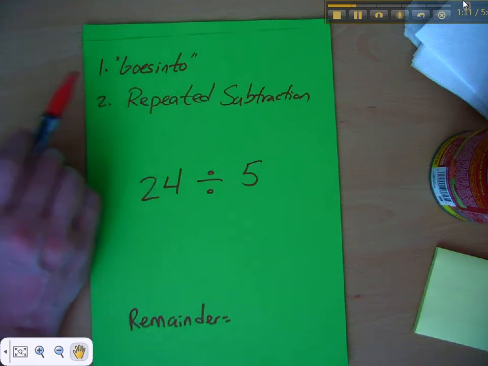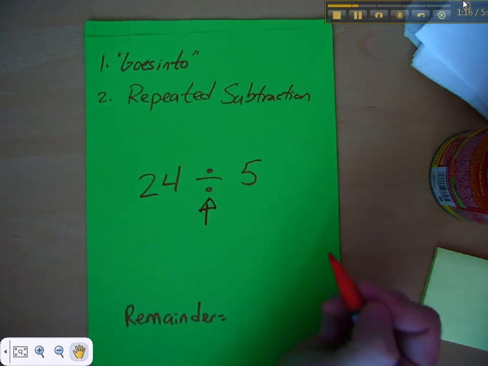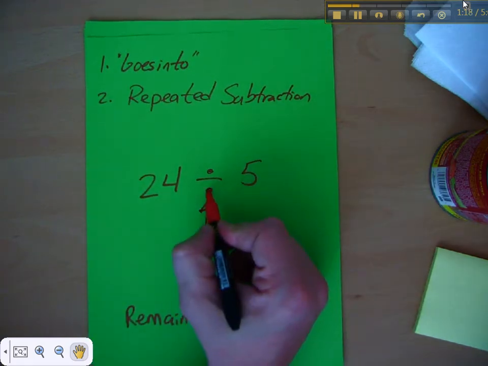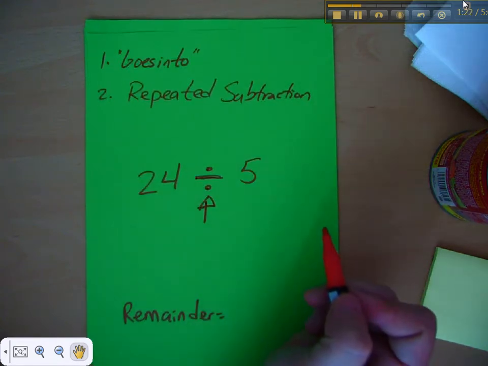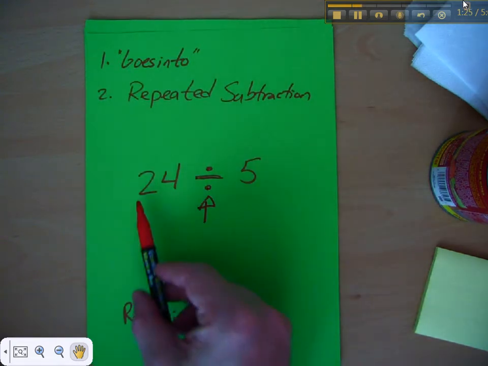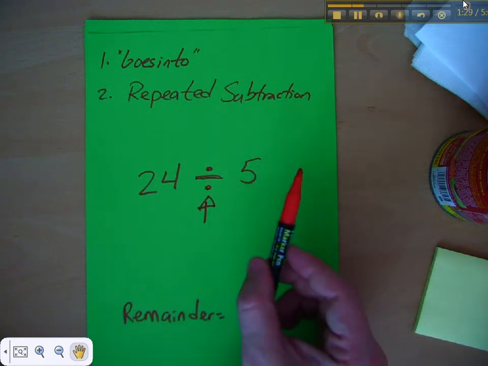So here's how this works. The first thing we need to understand is how to say this division problem. Every time you see this division symbol, I want you to replace it with the words divided by. So this is read 24 divided by 5. Okay, now here's how the Gazinta works.